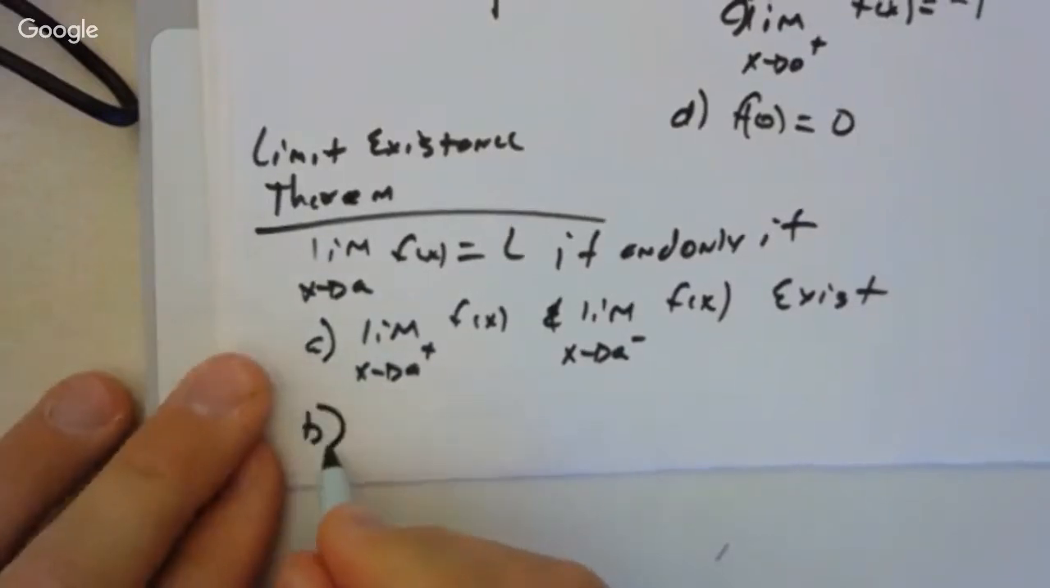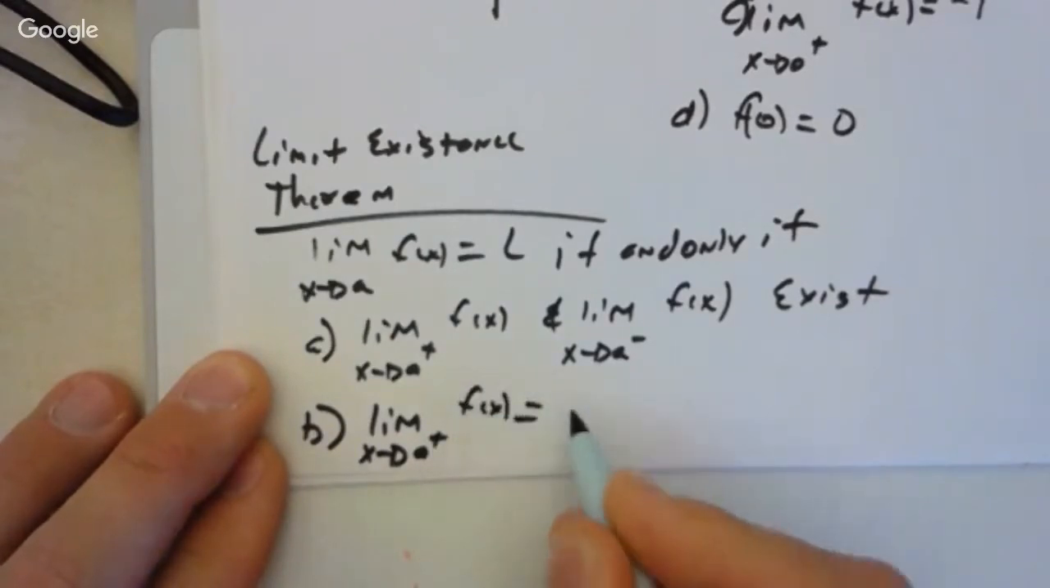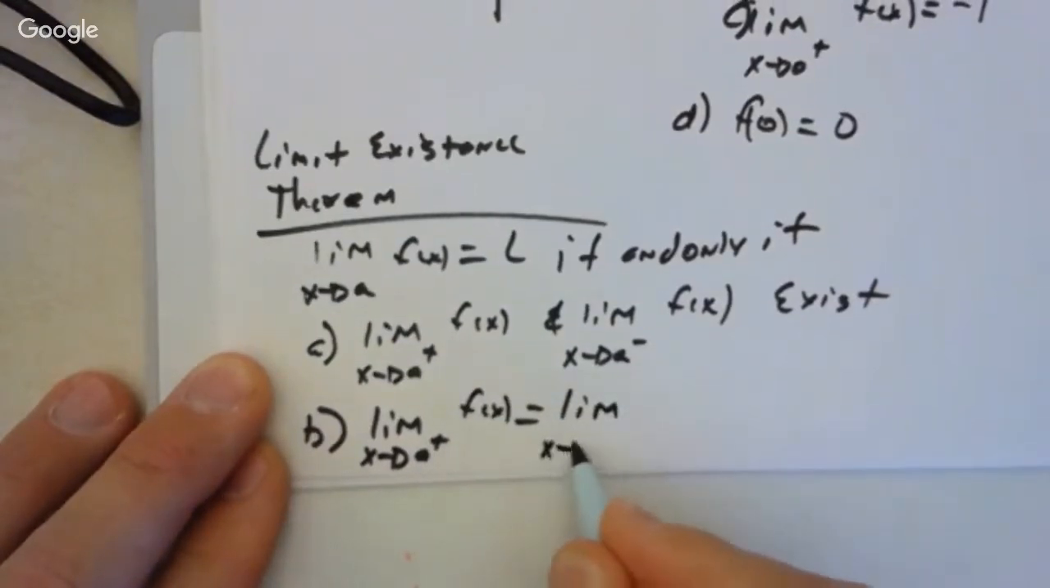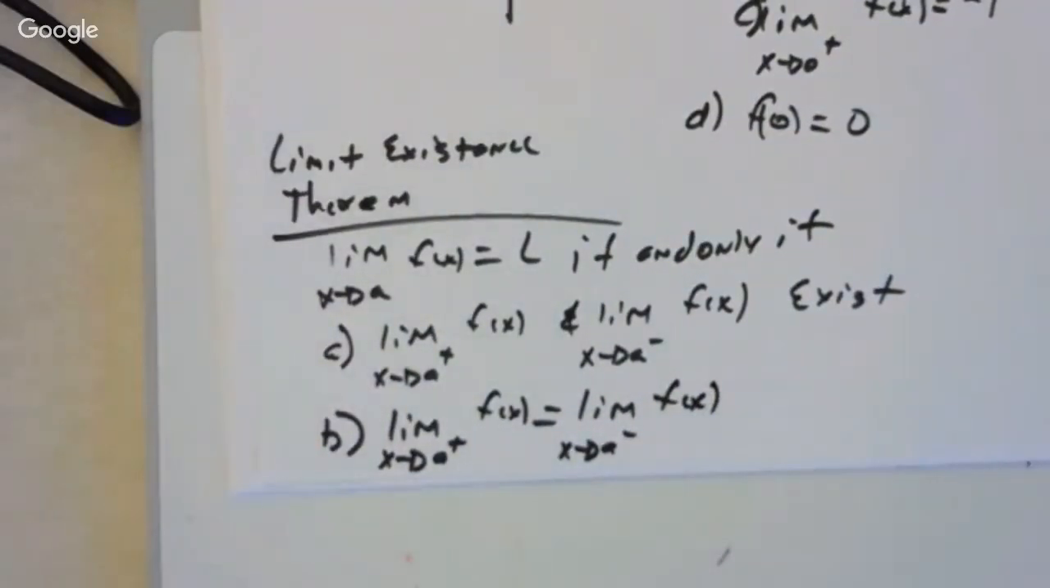Part B, they also have to be equal to each other, right? The limit from the right of f of x is equal to the limit from the left of f of x. Now notice, I could sloppily write less than that, but this is a very precise language. And notice I am writing out the limit as it's defined every single time.